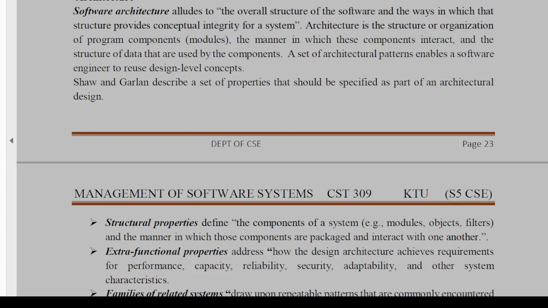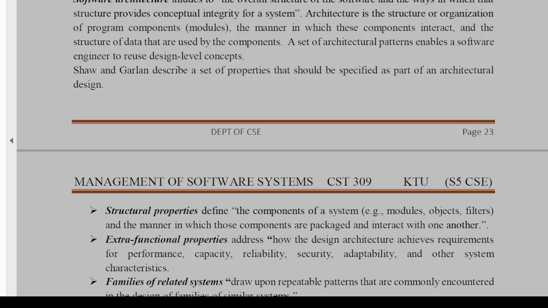Next is architecture. It describes the overall structure of the system. Overall structure of the software. Every architecture has sets of properties and different models. And the properties are structural properties, extra functional properties, and families of related systems. Architecture is the structure or organization of program components, the manner in which these components interact, and the structure of data that are used by the components.